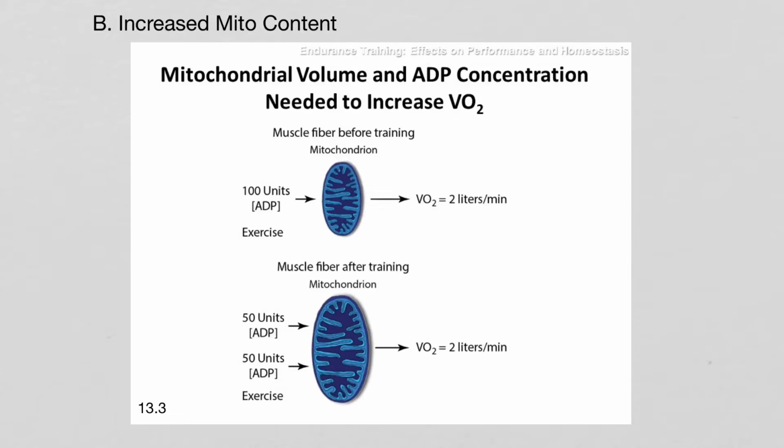At the top of this figure, we can see a single mitochondrion. This 100 units of ADP would represent our breakdown of ATP into ADP, so our rate of cross-bridge cycling, let's say, our energy utilization. That then has to be transported across the mitochondrial membrane and rephosphorylated to make ATP. And in that process, let's say we have a VO2 of 2 liters a minute. That might be the steady state exercise VO2 that's required to maintain, say, 15 miles per hour on your bicycle.